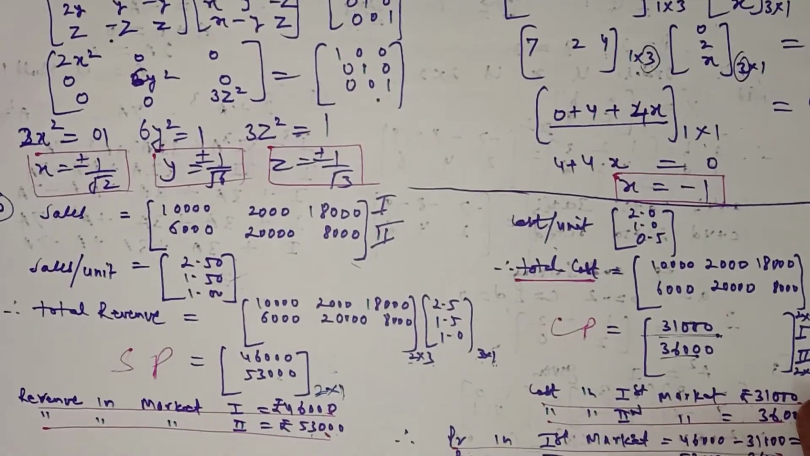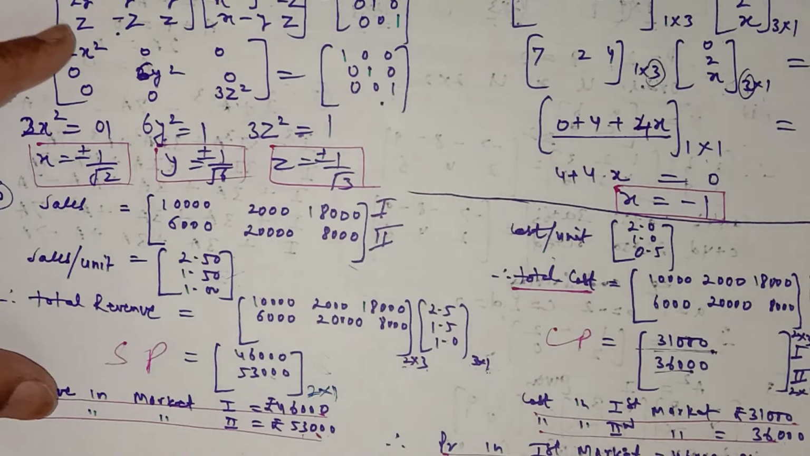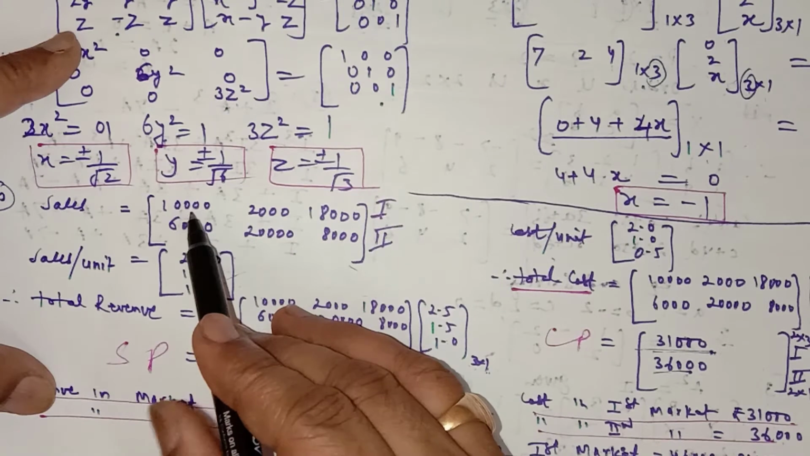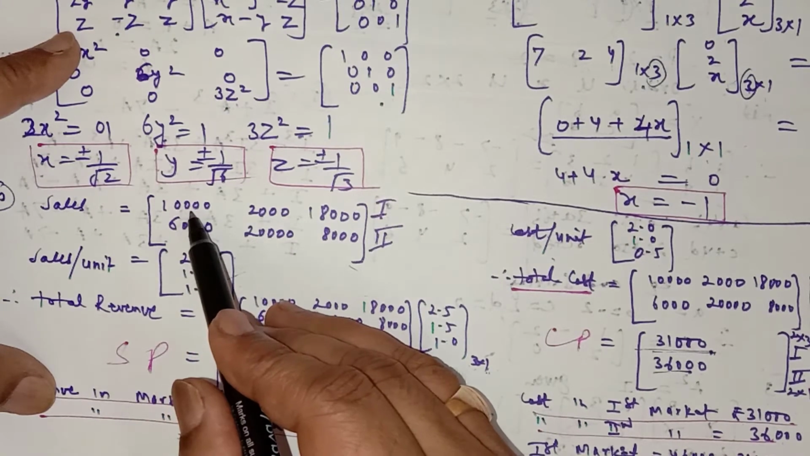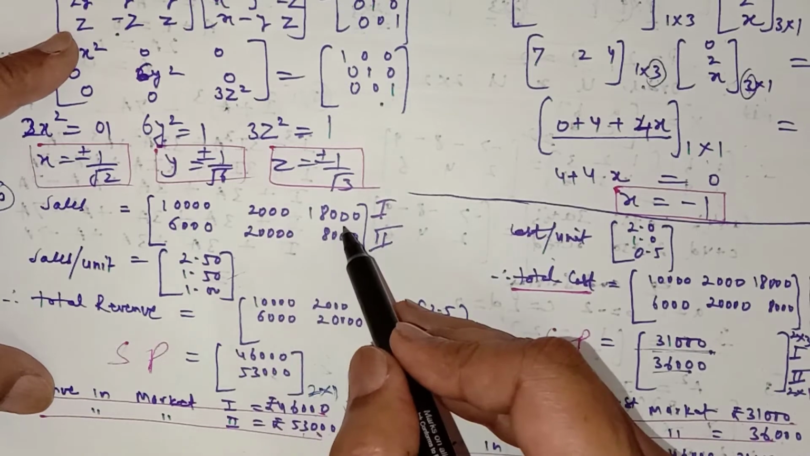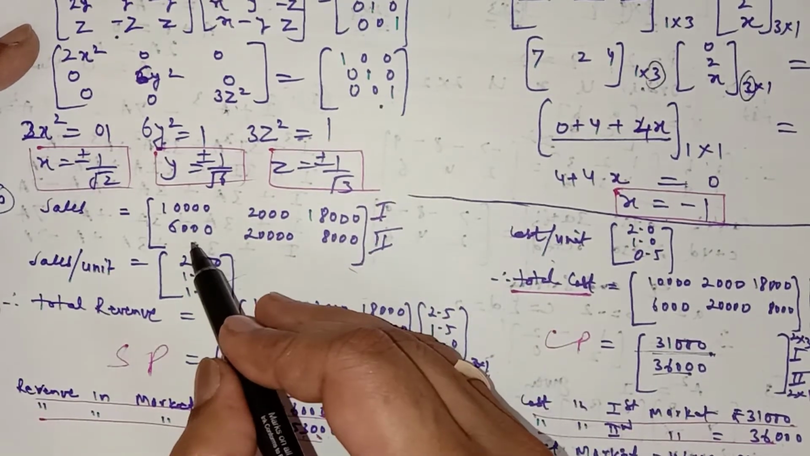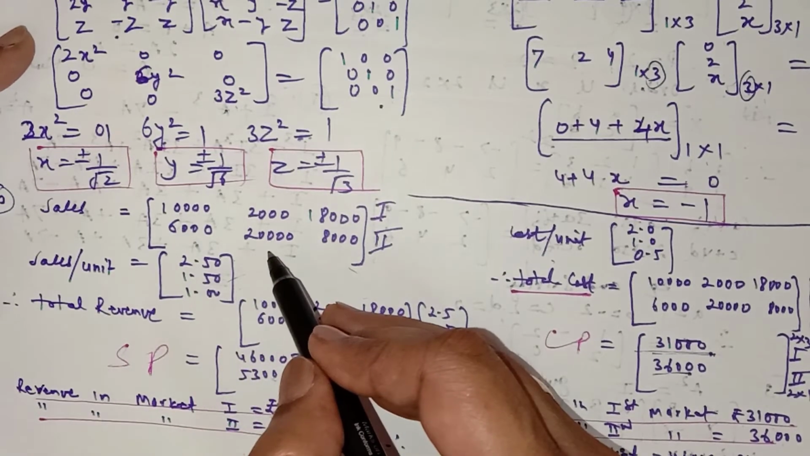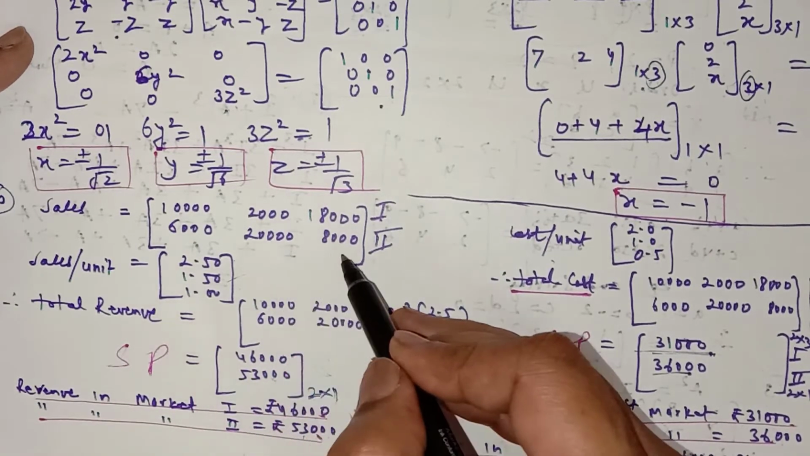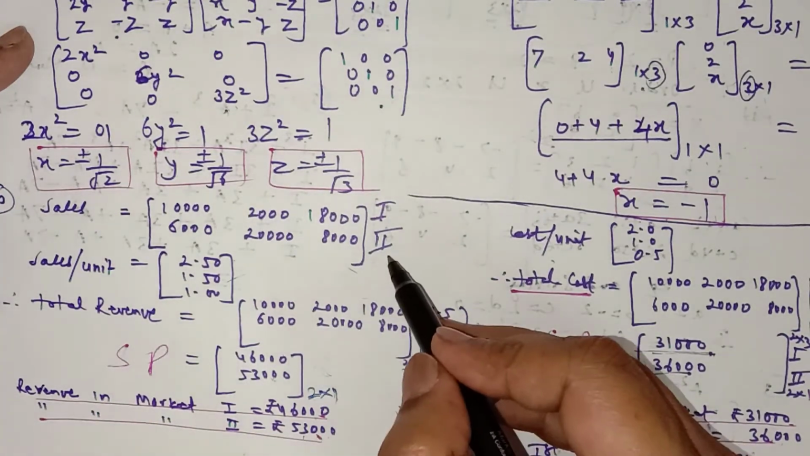Now in question number 10, it is a word problem. It is given that in two markets certain articles are being sold. In the first market, the first article sold is 10,000, the second article sold is 2,000, the third article sold is 18,000. In the second market, the number of articles sold is 6,000, 20,000, and 8,000.